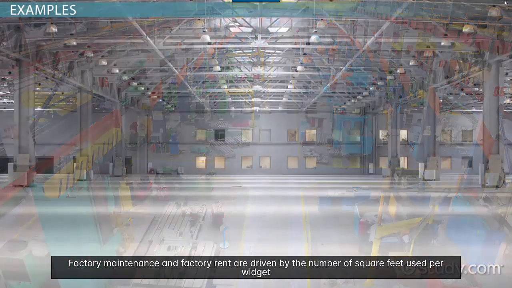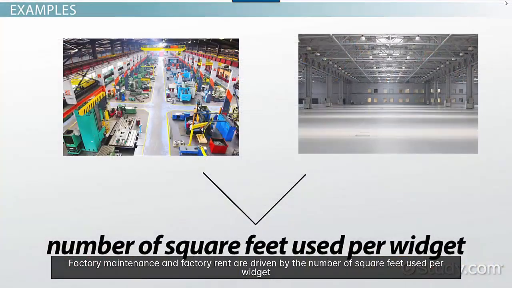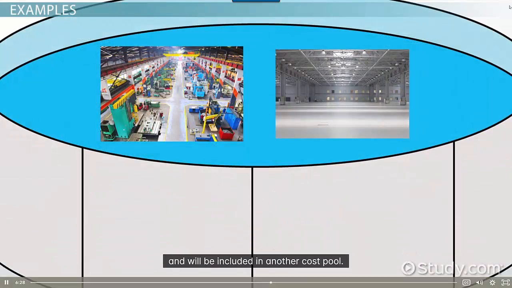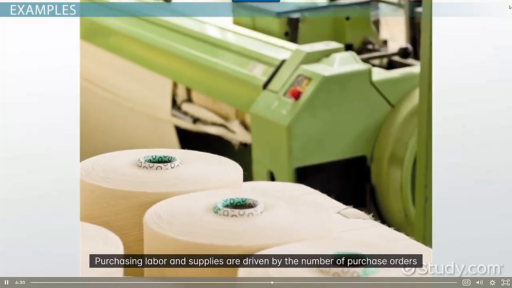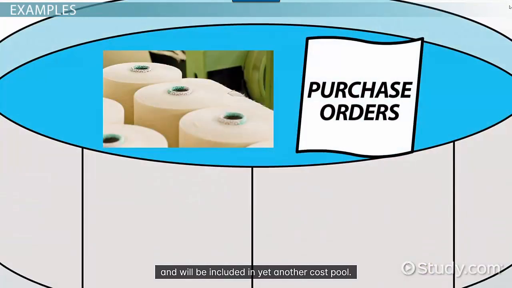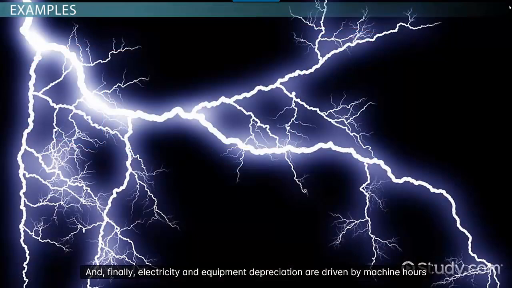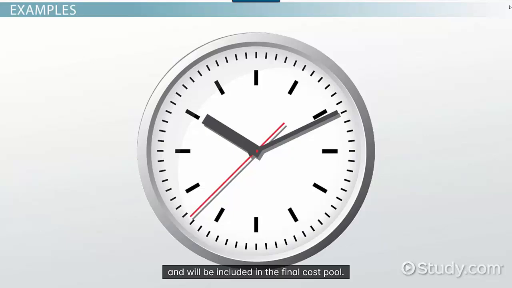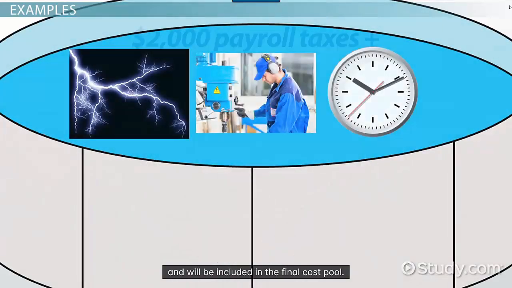Factory maintenance and factory rent are driven by the number of square feet used per widget and will be included in another cost pool. Purchasing labor and supplies are driven by the number of purchase orders and will be included in yet another cost pool. And finally, electricity and equipment depreciation are driven by machine hours and will be included in the final cost pool.